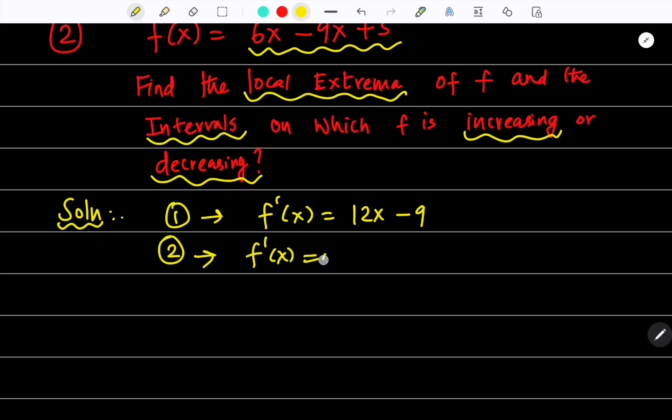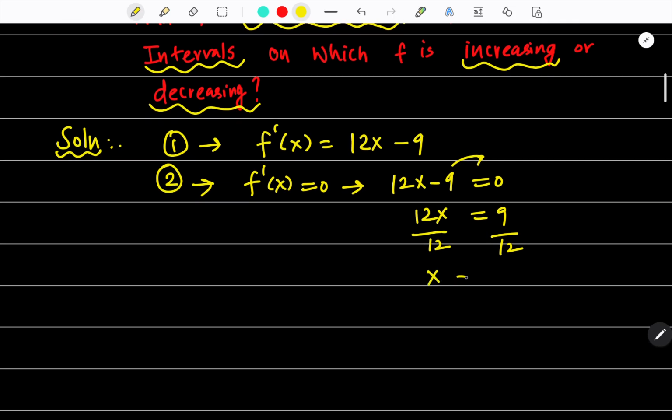F dash of x equal to 0. So 12x minus 9 equal to 0. So 12x equals 9. Divide by 12, divide by 12. So x equals 9 divided by 12. What is 9 by 12? 3 threes are 9, 4 threes are 12. So 3 by 4. Everybody knows 3 by 4 is nothing but what?